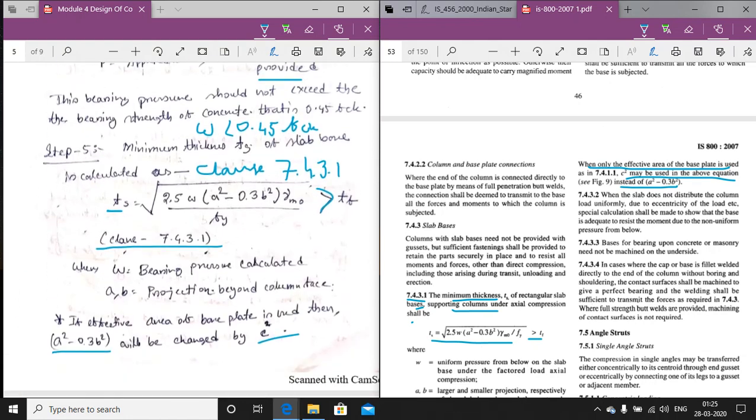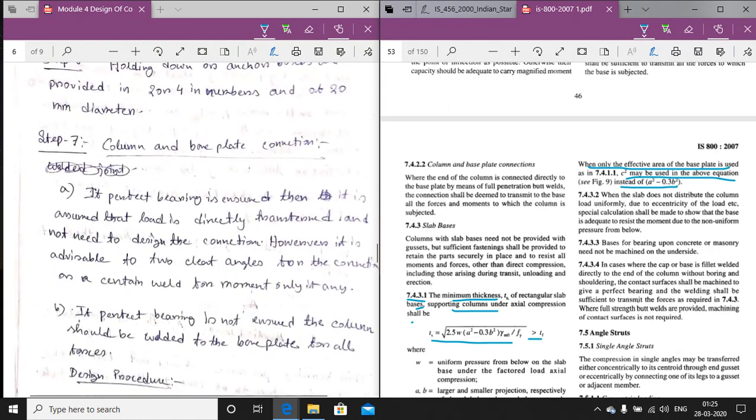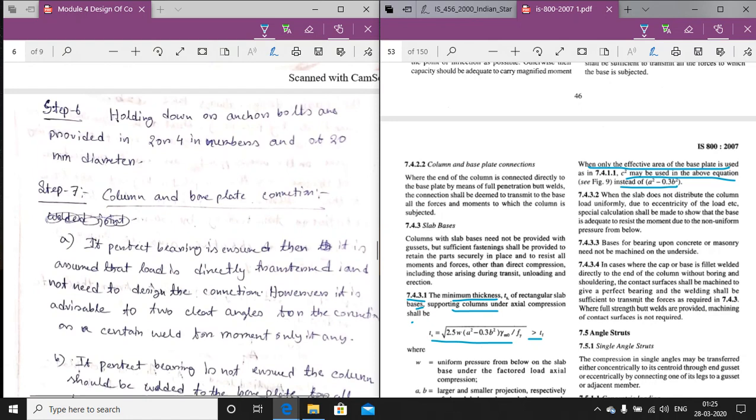So we have calculated all the things, that is, the total area of the slab, the size and the thickness of the slab. All the findings have been done. Now coming to the connection of the base plate. So step 6, the connection of the base plate with the concrete, that is, the concrete pedestal.